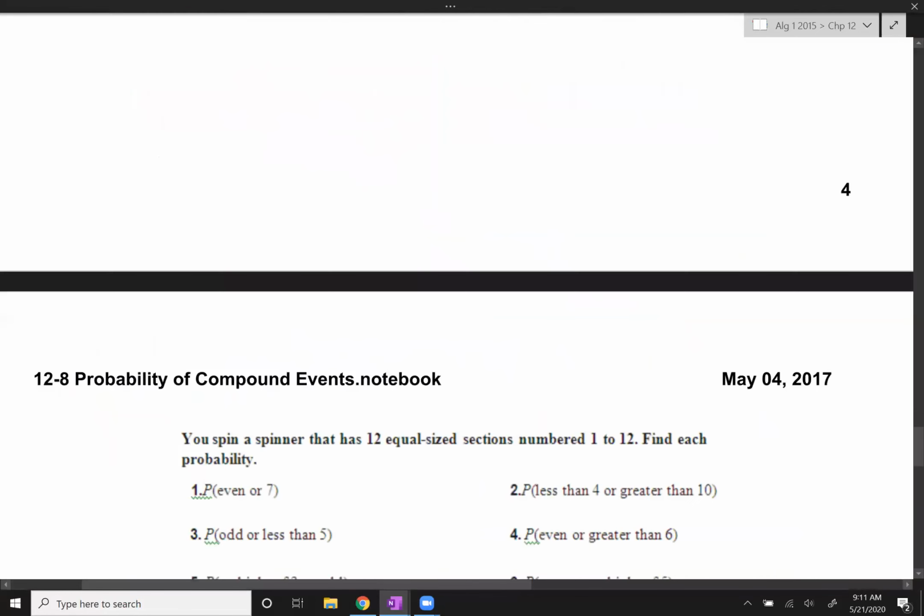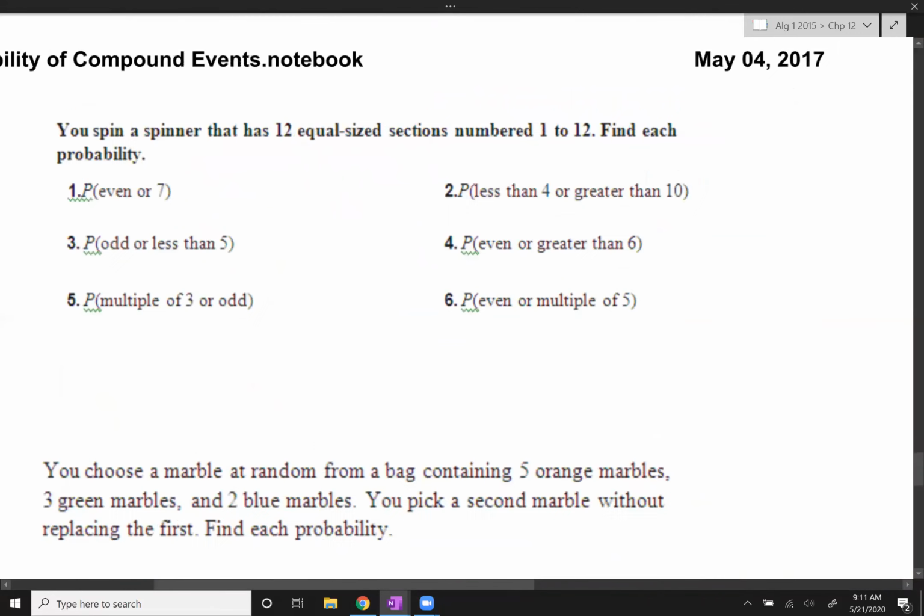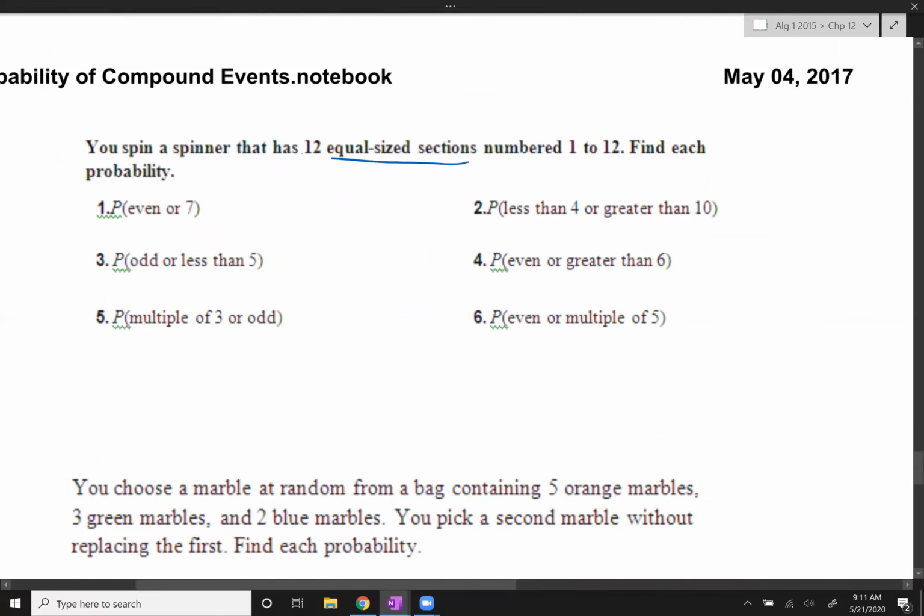Let's skip over a couple here, and then we'll pick out a couple for you to answer. So we have 12 equal size selections on your spinner, numbered 1 to 12. We want to find the probability, even or a 7. So how many even out of 12? How many 7s? Since it's or, we just want to add those together.